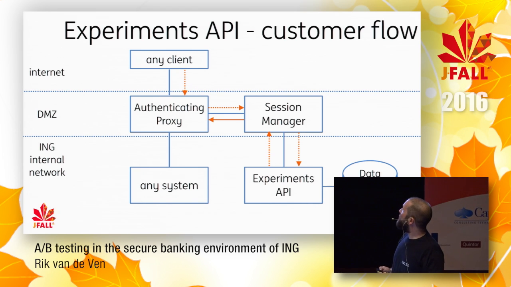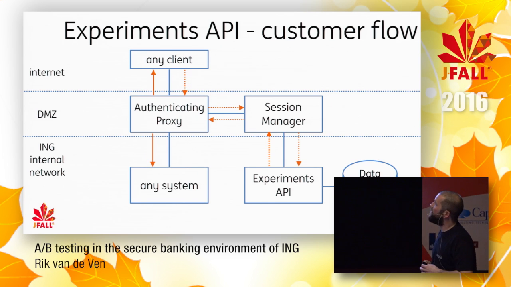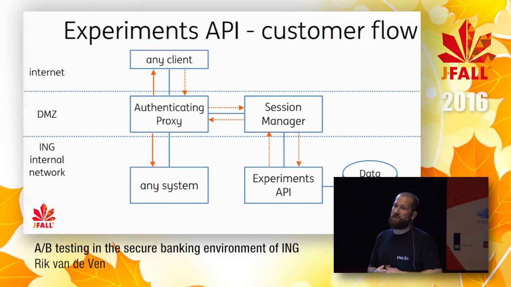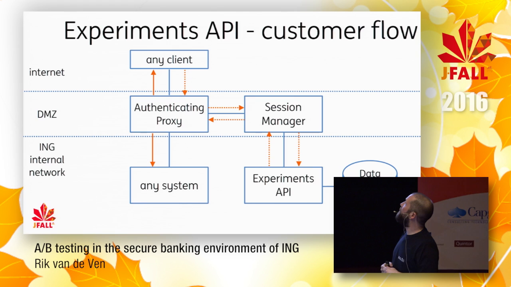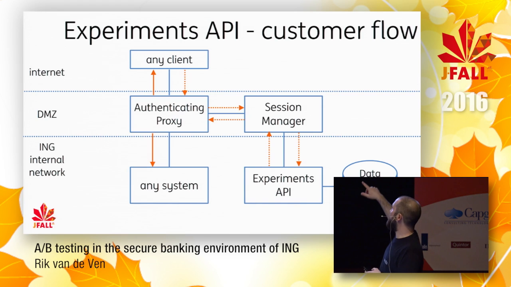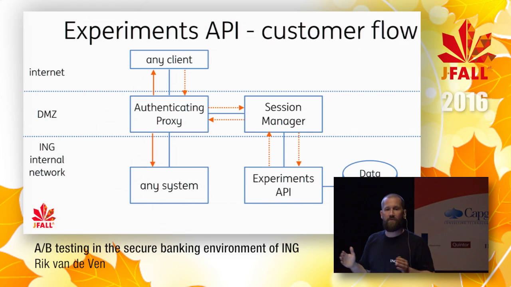The authenticating proxy now has that data available in session, and that makes it easy for us to expose it to any system we have. So we can just send data on which experiments are active to any system and any client. This is a setup we had a lot of debate on, because there are a lot of A/B tools which only start an experiment when you reach the point of functionality where the functionality is.